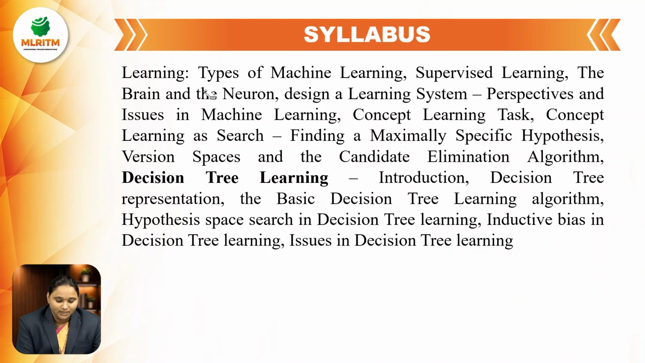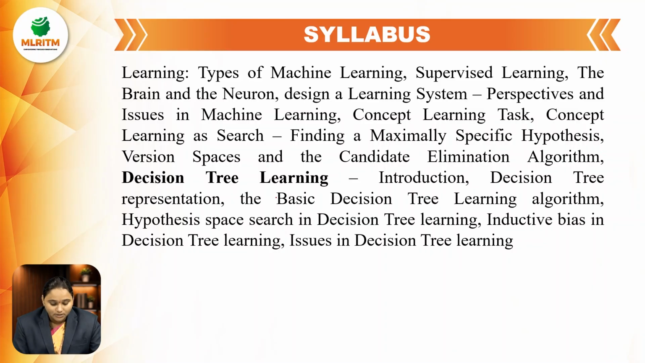In unit 1, we have types of machine learning, supervised learning, the brain, the neuron, designing a learning system, and the perspectives and issues in machine learning, and the concept learning task. Concept learning as a search. We have finding a maximally specific hypothesis, version spaces, and the candidate elimination algorithm.